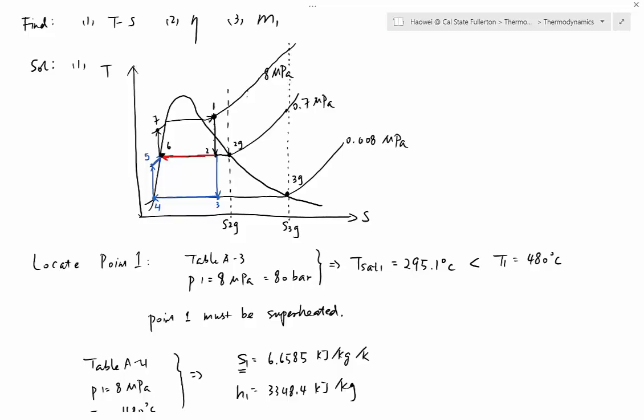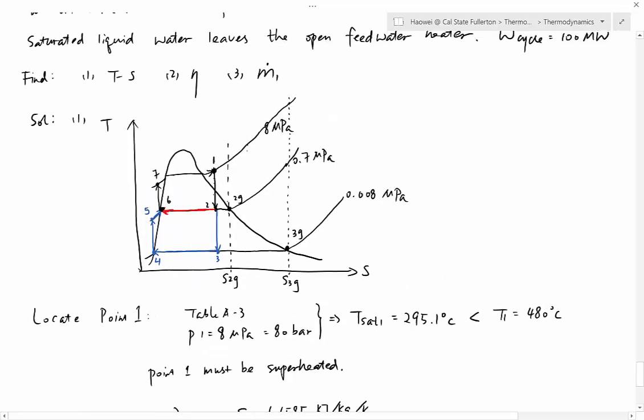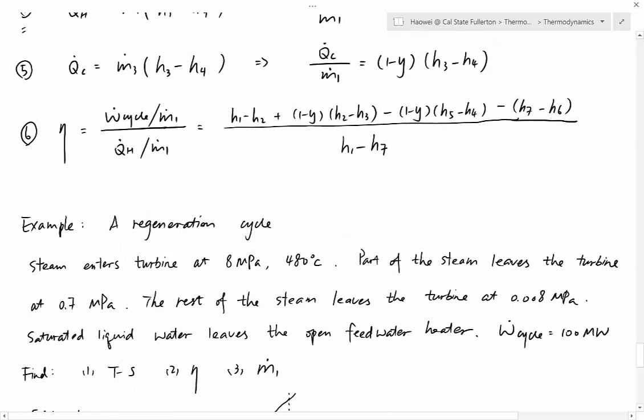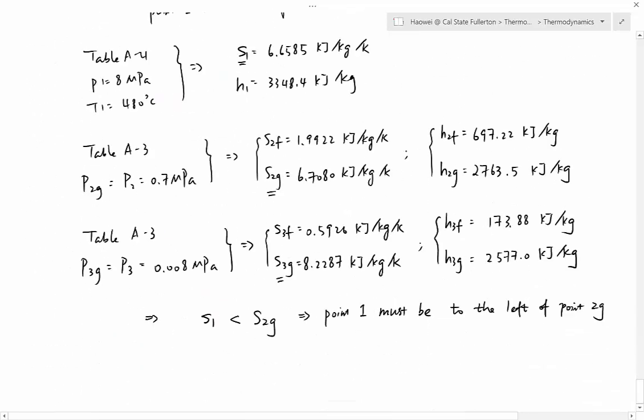Sketch the process on a T versus S diagram. And then we move on to part 2, efficiency. And what do we need to find efficiency? Let's take a look at the efficiency equation we derived, number 6. And take a look at the right-hand side. What do you need? Enthalpy of every single point. Once you have enthalpy of every single point, you can solve for efficiency very easily. Okay, so let's start from H1.